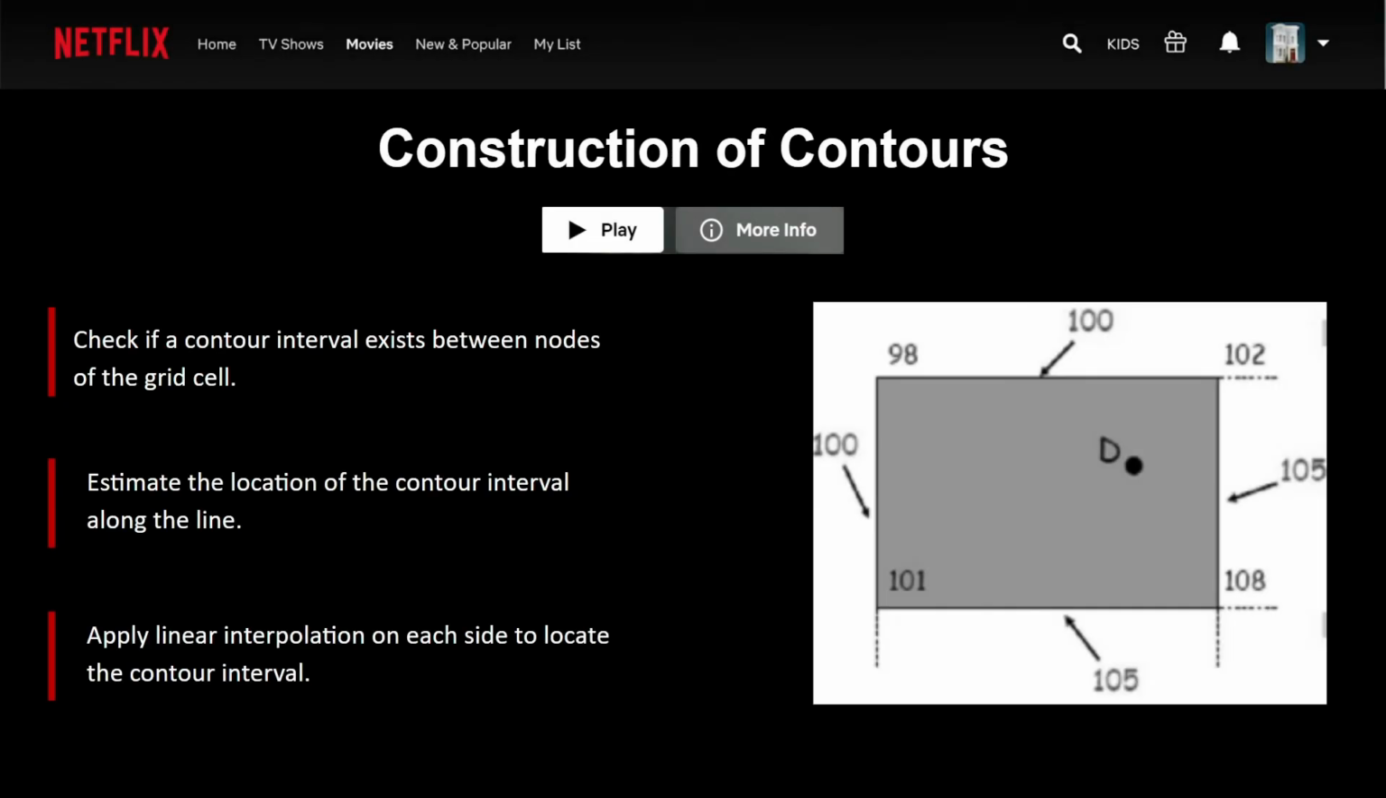Check if a contour interval exists between nodes of a grid cell and estimate the location of a contour interval along the line, like that 100 and 105, and apply linear interpolation on each side to locate the contour interval. And the next slide is to be explained by Julius Ngo.